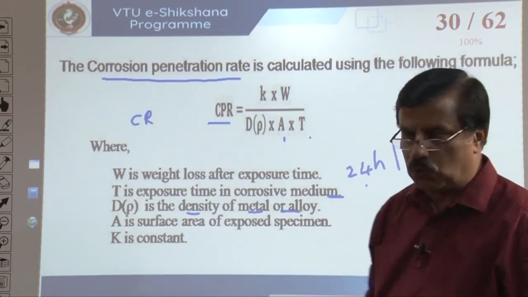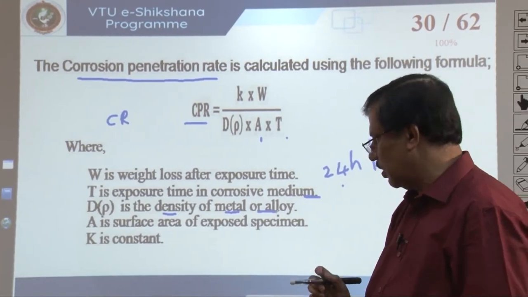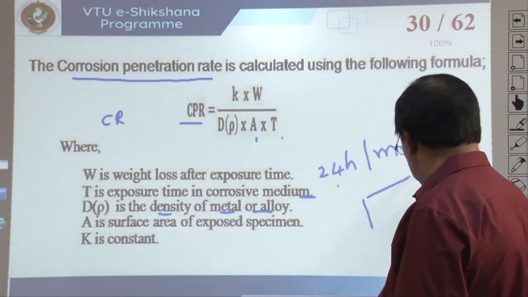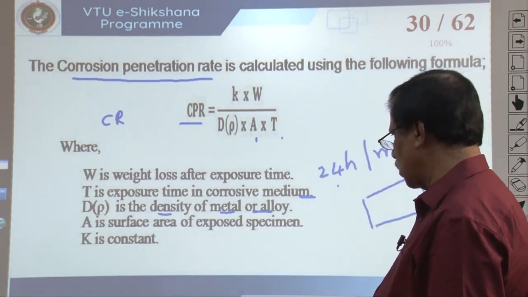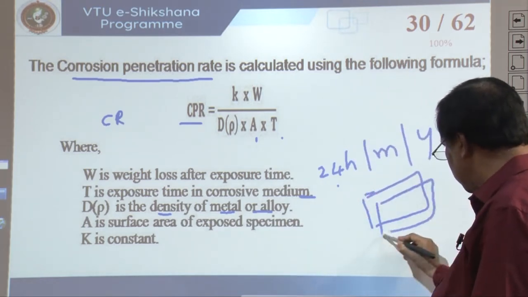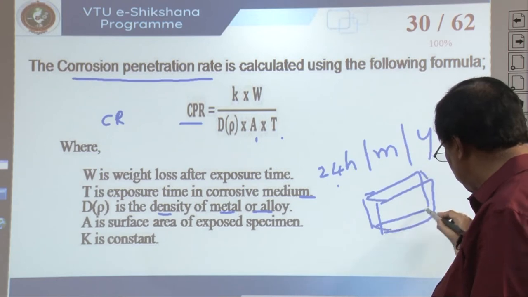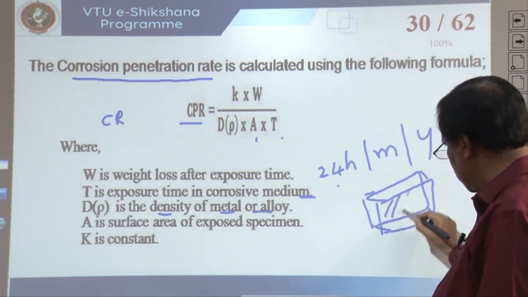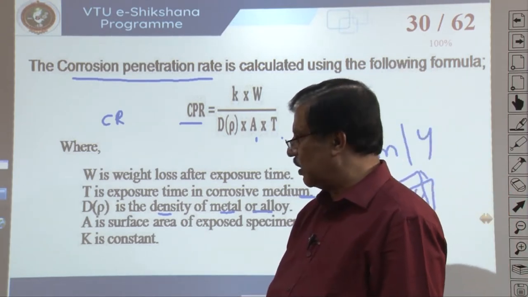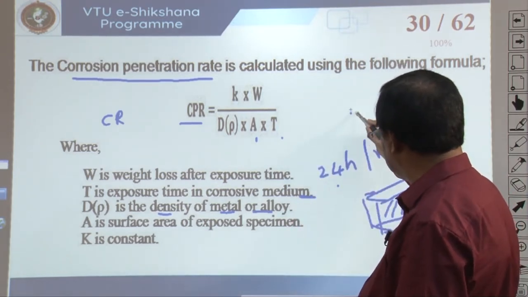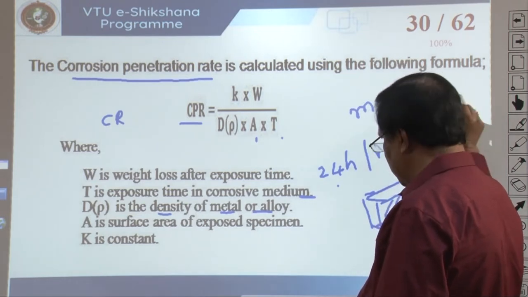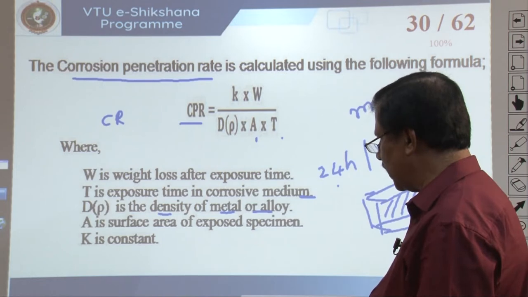So corrosion takes place only on the metal, conducting materials. A is the surface area. So, for example, a metal sheet of 2 by 3 feet exposed as the specimen. See, the whole metal is not going to be exposed, only a particular portion of the metal is going to be exposed to the environment. And K is a constant. So this is in millimeter per year or mils per year, depending upon the K constant, that constant varies.